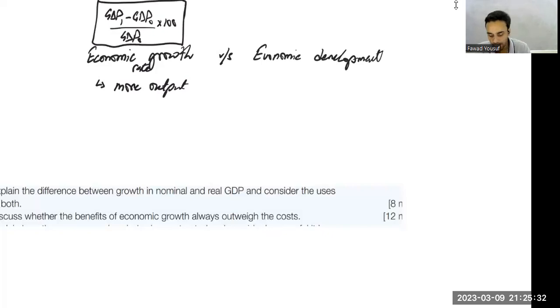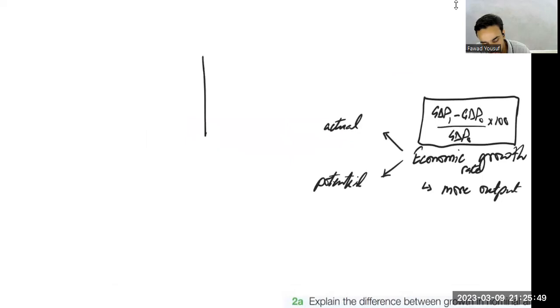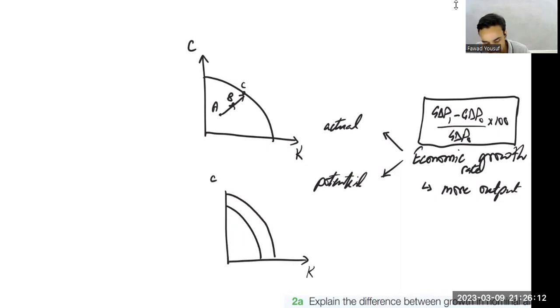But economic growth is actually of two kinds. One is what we call actual economic growth, and the other one is the potential. What's the difference? Well, let me explain through the PPC. Actual GDP is when you have capital and consumer goods and you're at point A and you move towards point B or you move towards point C, that's actual growth. However, the potential growth is an increase in the productive capacity.